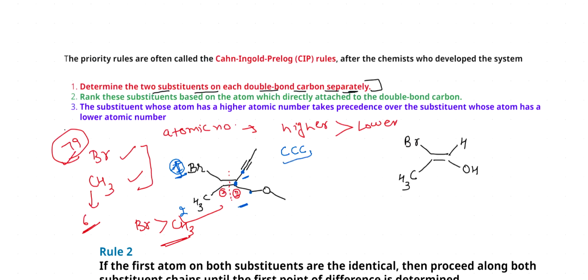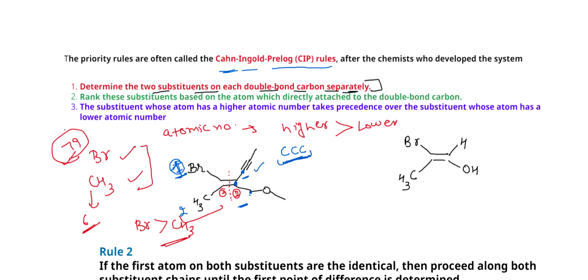CIP rule, that is called Cahn-Ingold-Prelog rules. These people have made some rules to designate E and Z configuration. Okay, so on both sides, the first atom is your carbon. Here is carbon and here is carbon. Now look at the second one. So second here is triple bond, so it is designated as triple C.